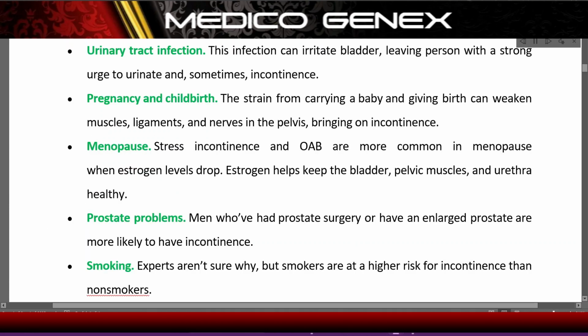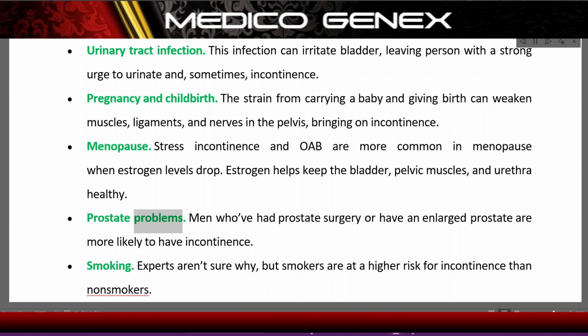Causes. Urinary tract infection. This infection can irritate the bladder, leaving the person with a strong urge to urinate and, sometimes, incontinence. Pregnancy and childbirth. The strain from carrying a baby and giving birth can weaken muscles, ligaments, and nerves in the pelvis, bringing on incontinence. Menopause. Stress incontinence and OAB are more common in menopause when estrogen levels drop. Estrogen helps keep the bladder, pelvic muscles, and urethra healthy.